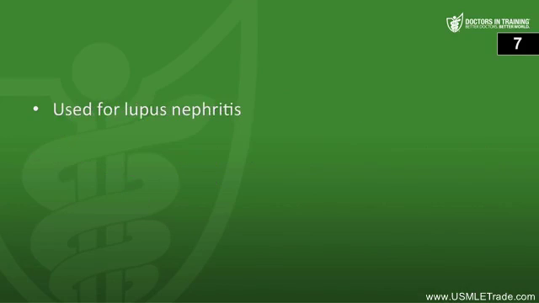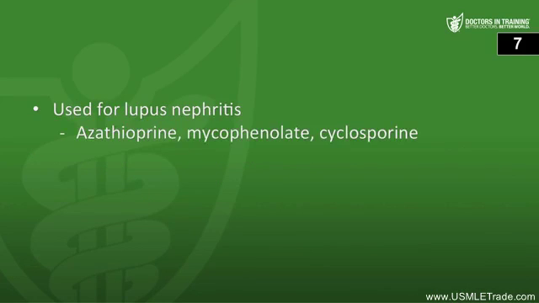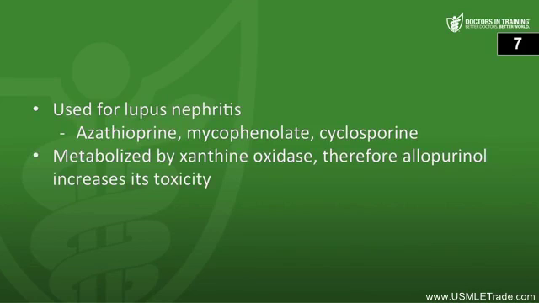Used for lupus nephritis is azathioprine, and also mycophenolate and cyclosporin, off-label. And the last one, metabolized by xanthine oxidase, therefore allopurinol will increase its toxicity, that's azathioprine.